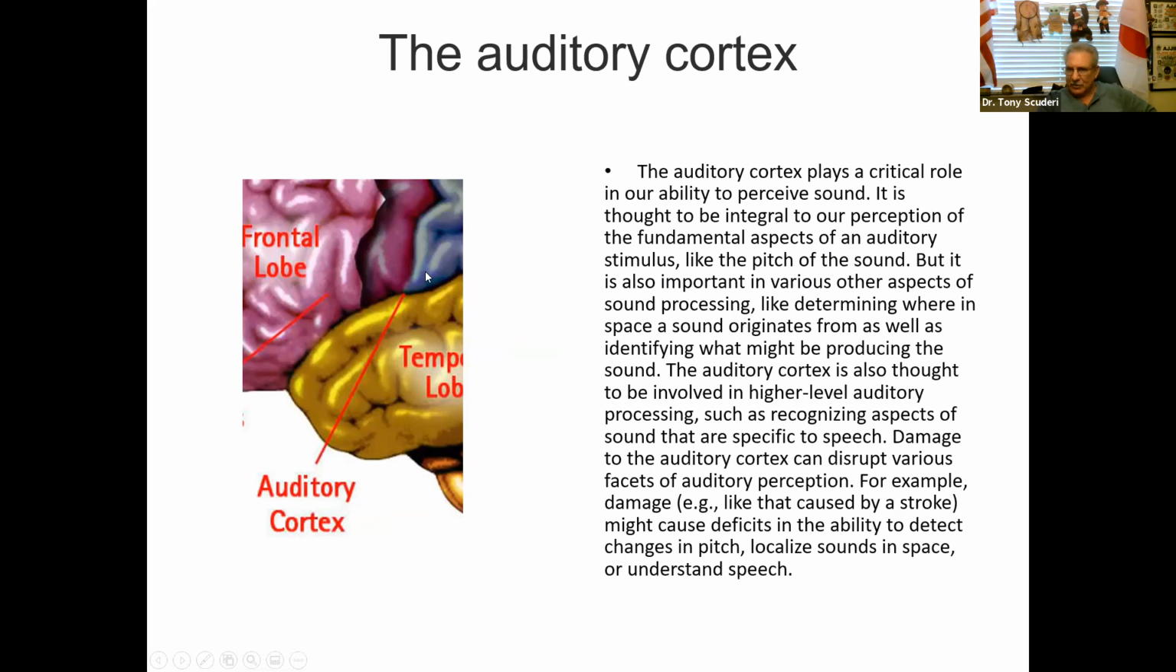right in between the temporal lobe over here, where both the motor cortex and sensory motor cortex connect to the temporal lobe, we have the auditory cortex. So this plays a critical role in our ability to understand what we are hearing. It is thought to be integral in our perception of fundamental aspects of auditory stimulation. Pitch, sound, for those of you that are musicians that like to hear music, if your ear is very keen and well trained, you can pick up the difference between sound.